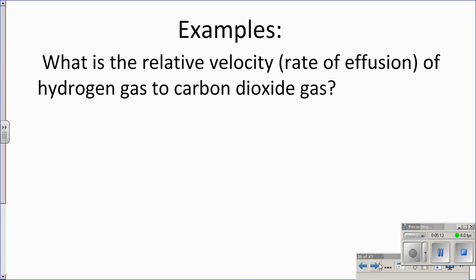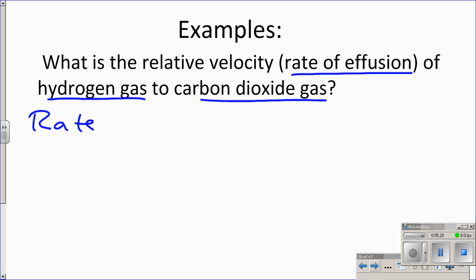All right. So for this one, it's the relative velocity once we're comparing. Okay, so what is the relative velocity, aka the rate of diffusion of hydrogen gas to carbon dioxide gas? First equation or second equation? Second one, right? So rate of who? Who am I going to call A? The lighter. Hydrogen gas, which is diatomic, don't forget that, over the rate of CO2, carbon dioxide gas, is equal to what?